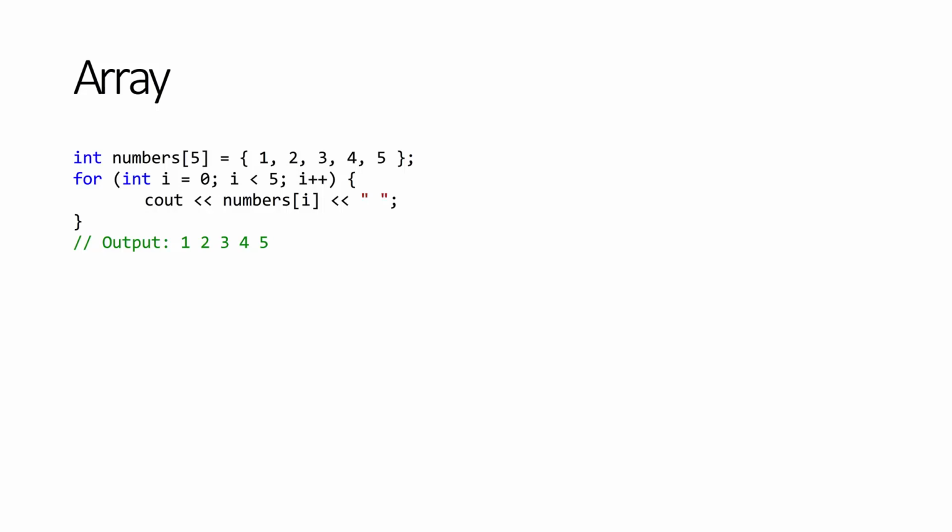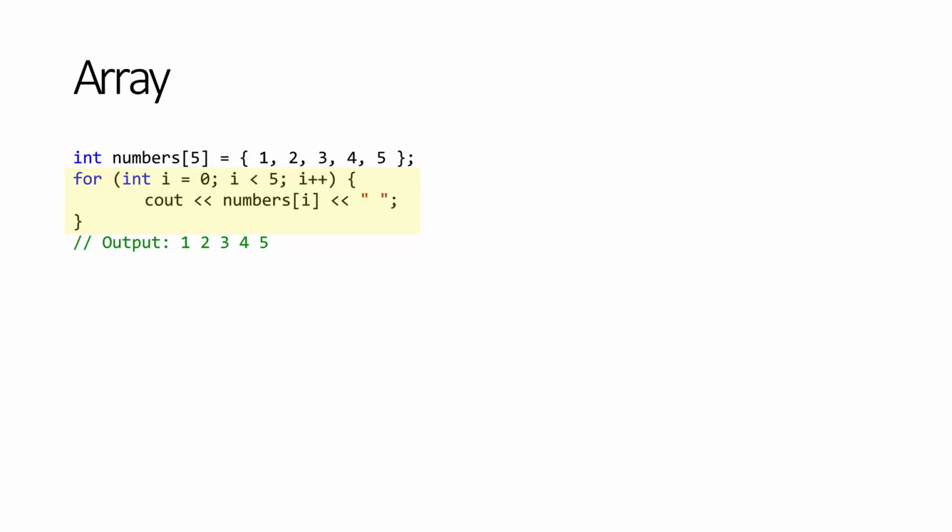Arrays can also be used in loops for easy traversal of all elements. Here's an example of a for loop that prints out all the elements of an array. The for loop is used to iterate through each element of the numbers array.